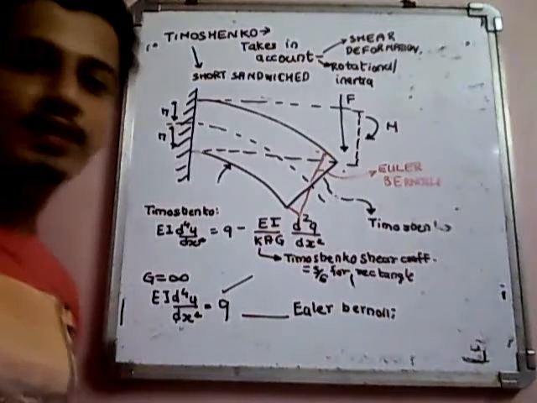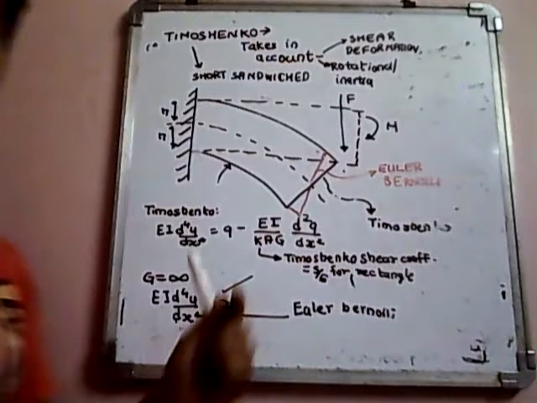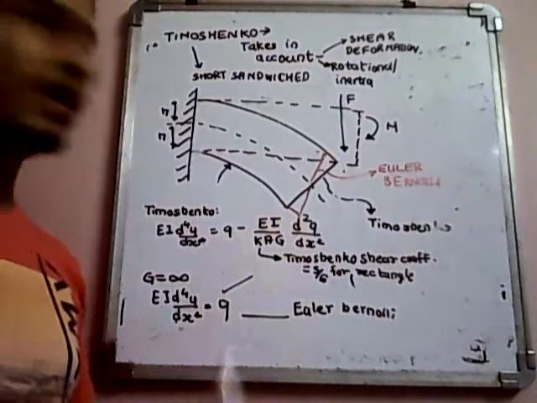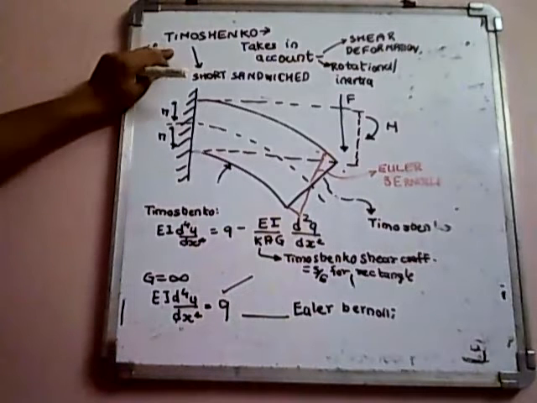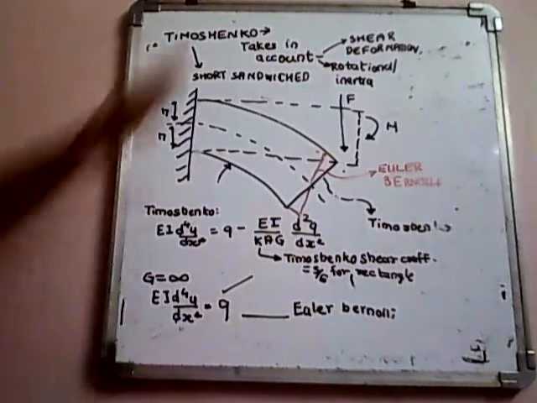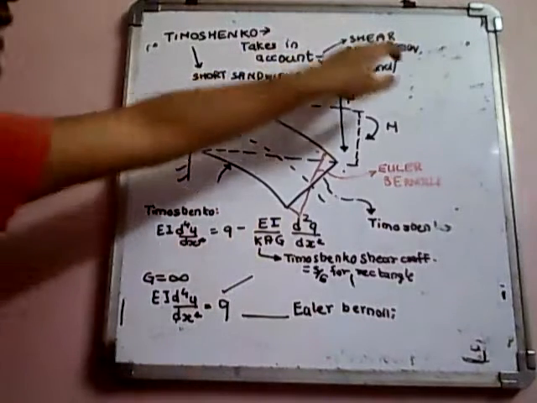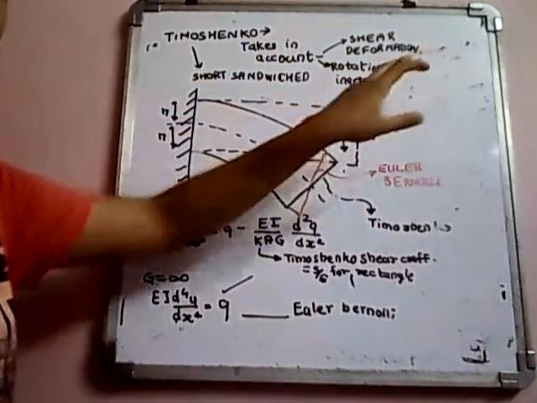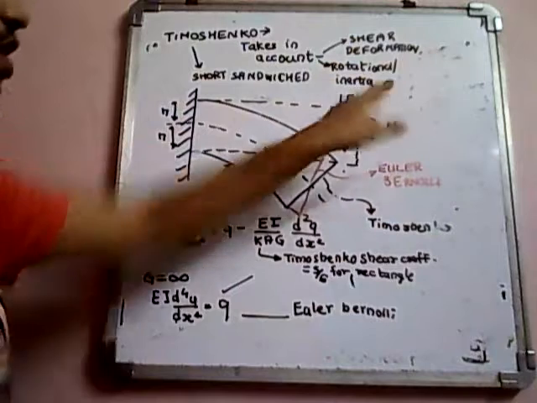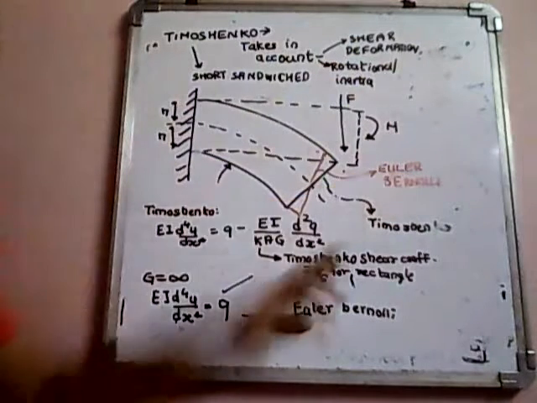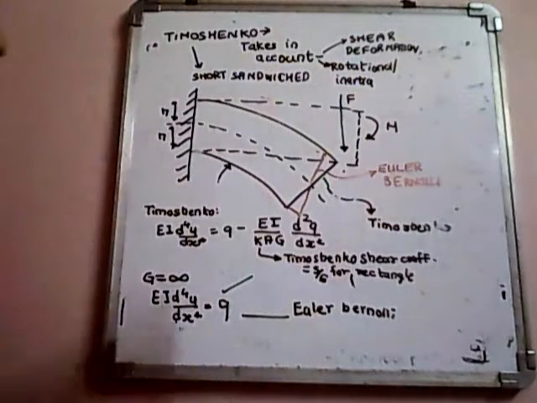In this video, we will see the difference between the Euler-Bernoulli and the Timoshenko beam theory. So basically, the difference between these two is that Timoshenko beam theory takes into account the shear deformation as well as the rotational inertia, whereas Euler-Bernoulli does not take that into account. Now, what does it mean?